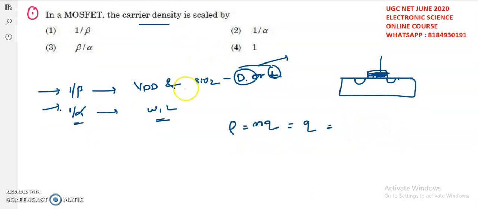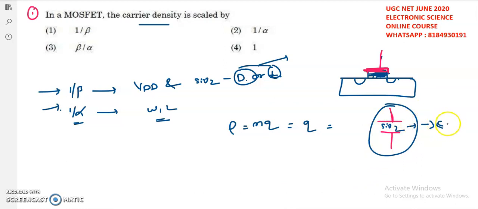This q can be taken as the charge stored in a capacitor. Why am I talking about the capacitor? Because if you observe here, this is a polysilicon, and this part acts like a gate terminal, this is a silicon dioxide, and here it is a substrate. The polysilicon acts like plate number 1, the substrate acts like plate number 2, and the silicon dioxide in between acts like a dielectric medium. So this entire thing looks like a capacitor.